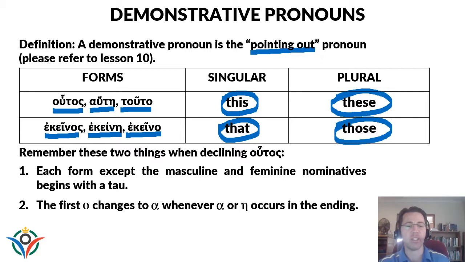Just remember these two things when declining houtos specifically. The first one is that each form, except the masculine and feminine nominatives, begins with a tau. And then the second thing is the first omicron changes to an alpha whenever alpha or eta occurs in the ending. Right, so declining houtos can be quite tricky, but if you can remember those two things, it shouldn't cause you too many problems.